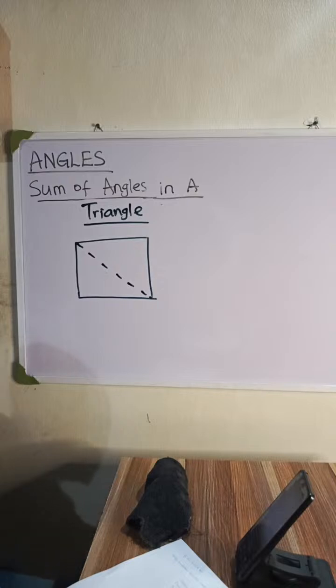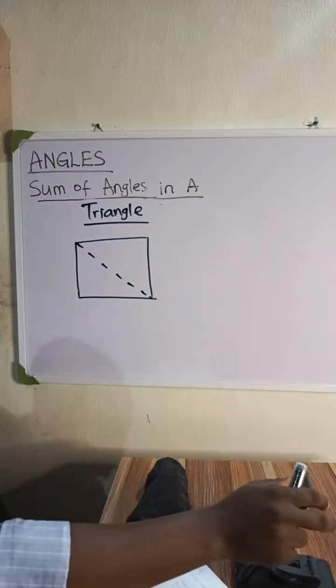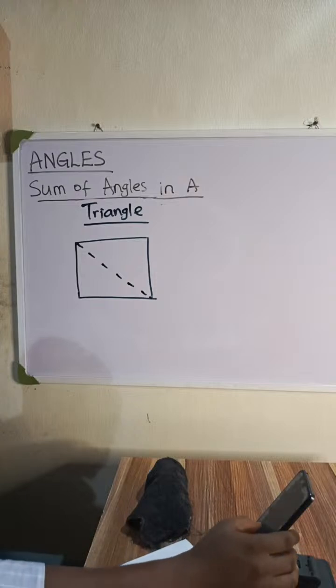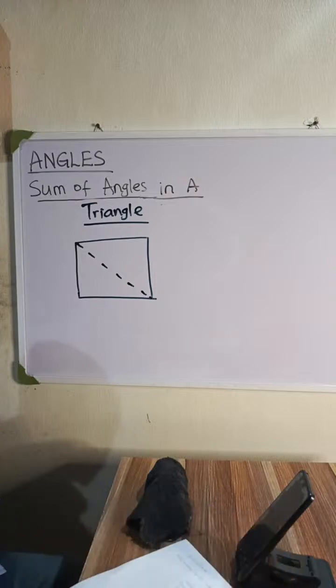If we decide to break this quadrilateral into two, what do you observe? Put in the comment section what you observe. What do you observe when you divide this quadrilateral into two like this? The right observation gets a mark.